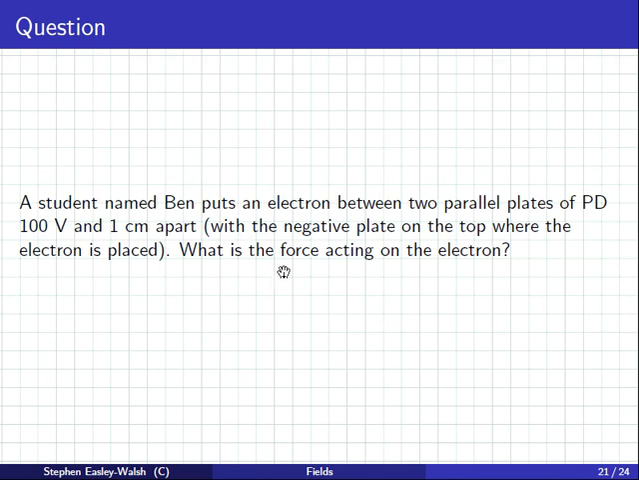I'm not being clear. I want only the electric field force. I don't care about gravity. I mean, you could include the gravity, but it's so small it won't make a difference.